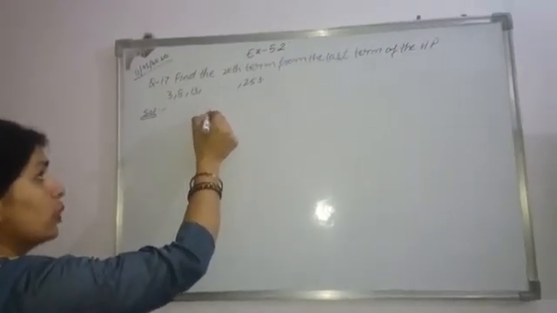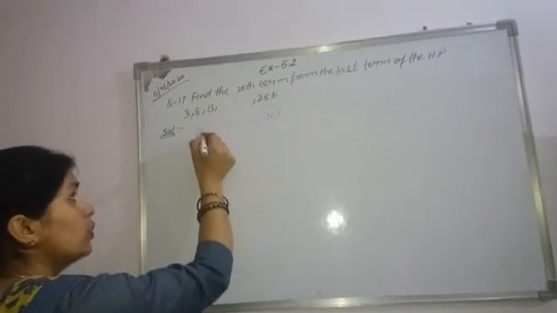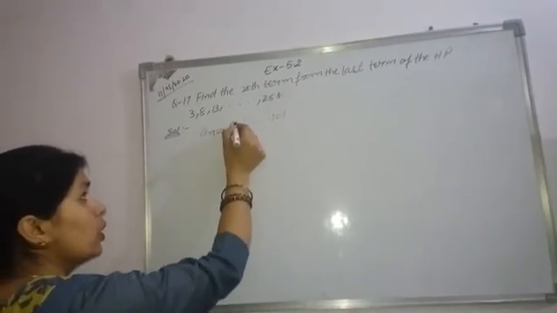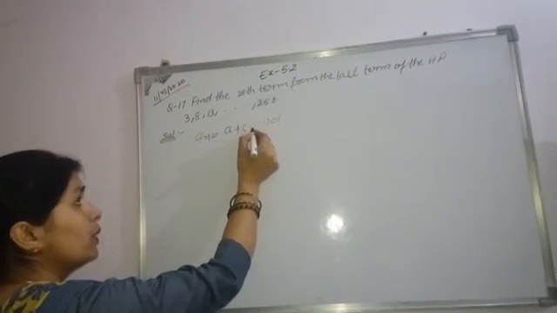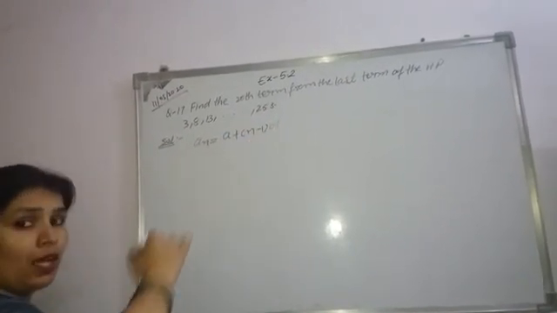An is equal to A plus (n minus 1) into d. This is the formula to find out the term from the beginning. We don't have a formula to find out the term from the last.